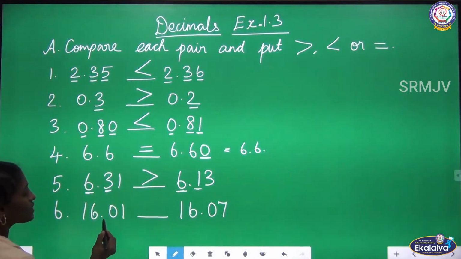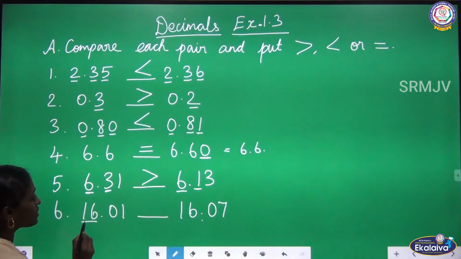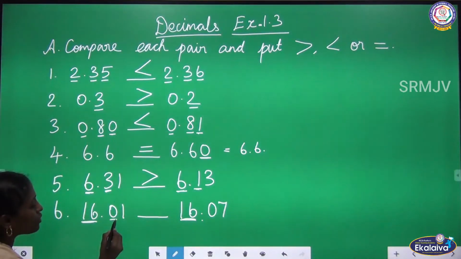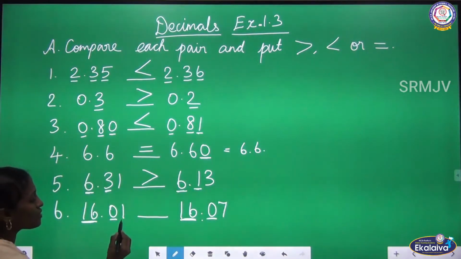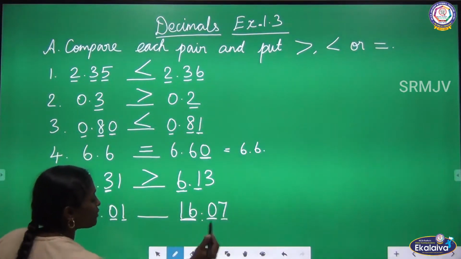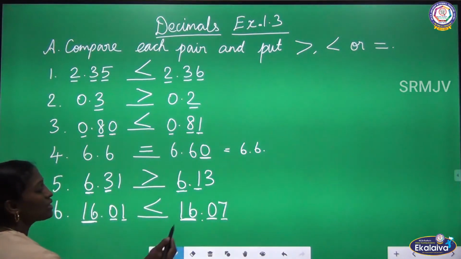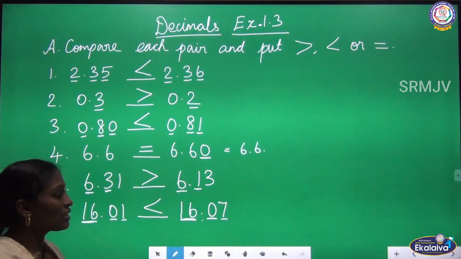The next one, 16.01 and 16.07. First we have to check the whole number part, 16. Then we have to check the first decimal place, 0, that also is the same. Then the second decimal place, here 1, here 7. So 7 is greater. So 16.07 is greater. Was it clear, children?